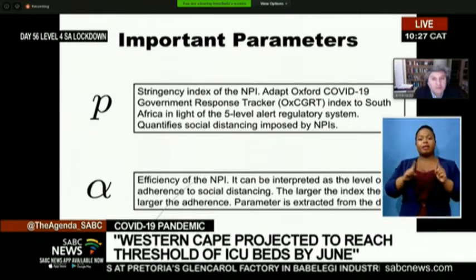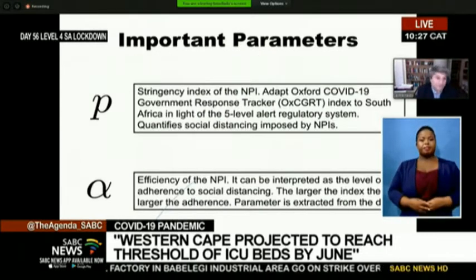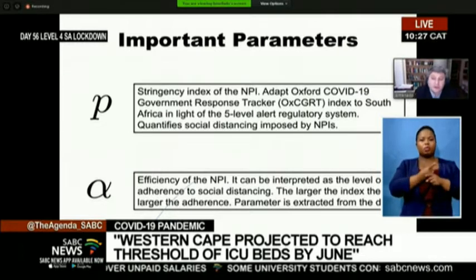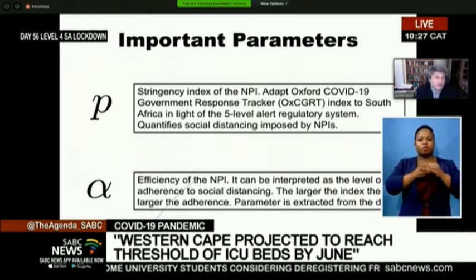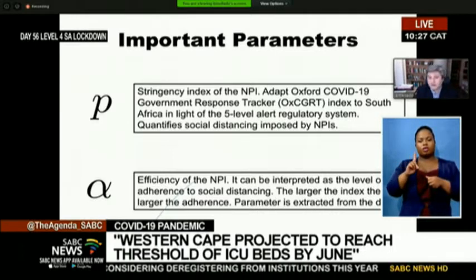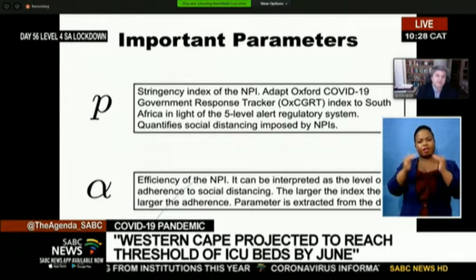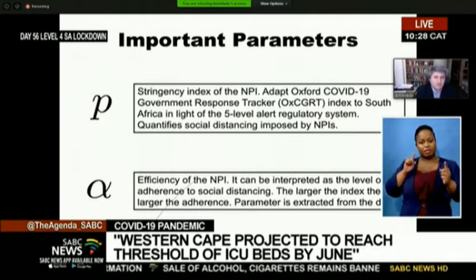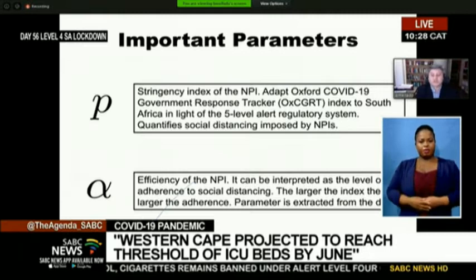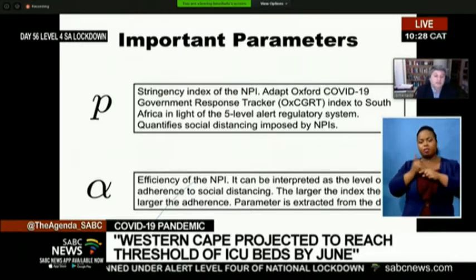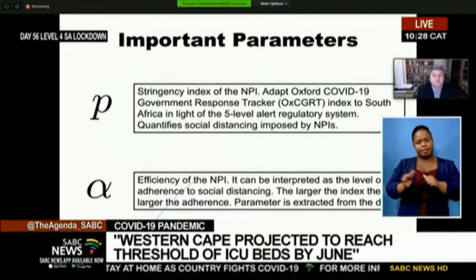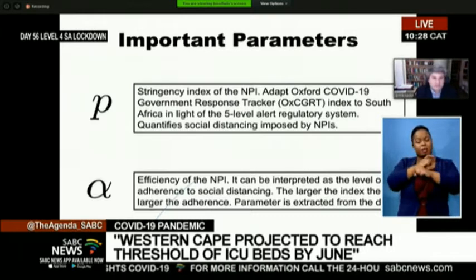So of course, the model has a number of parameters, but two are the most important ones. One is what we call a stringency index, which is an adaptation from indexing performed by Oxford in the South African context and in the light of the 5-level alert regulatory system that I will talk about in a minute. It basically quantifies social distancing imposed top-down. Alpha is a parameter that speaks to the efficiency of the non-pharmaceutical interventions, and it can be interpreted as how much people adhere to social distancing. And of course, the bigger it is, the better. This parameter, because of the complexity of the system we deal with, is typically extracted from data. As a result, the model is semi-empirical.